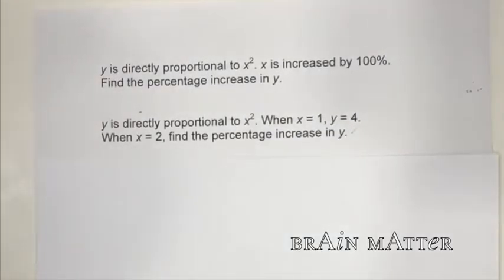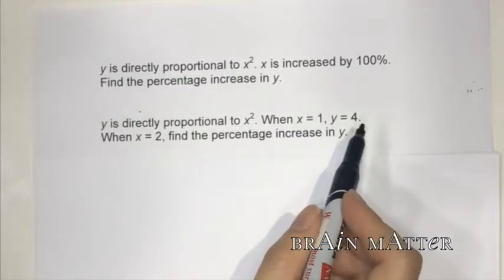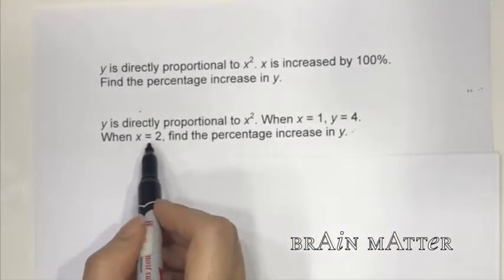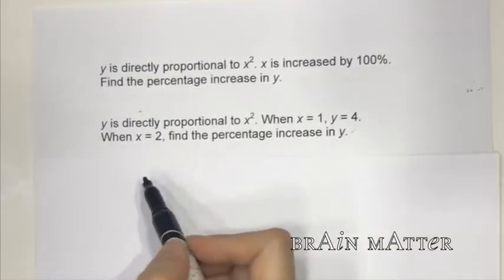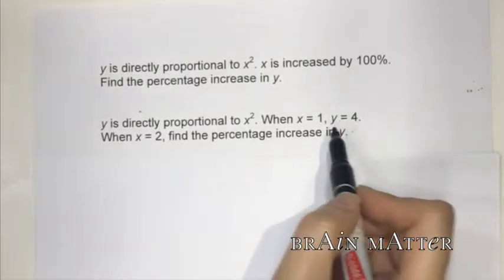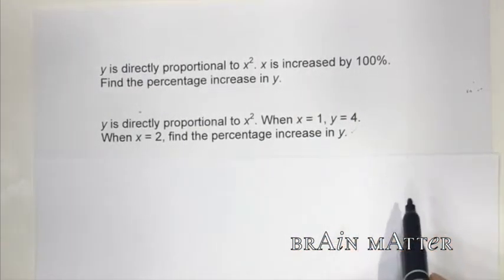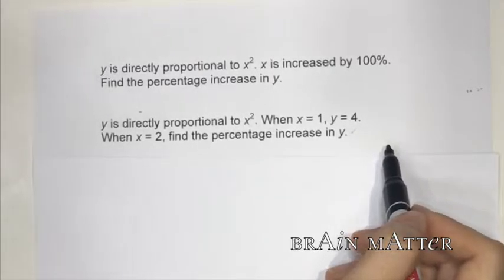Before I go on to solving this question, I will want to introduce to you another question. It says y is directly proportional to x squared. When x equals 1, y equals 4. When x equals 2, find the percentage increase in y. This is a much easier question because you are given the values of x and y.